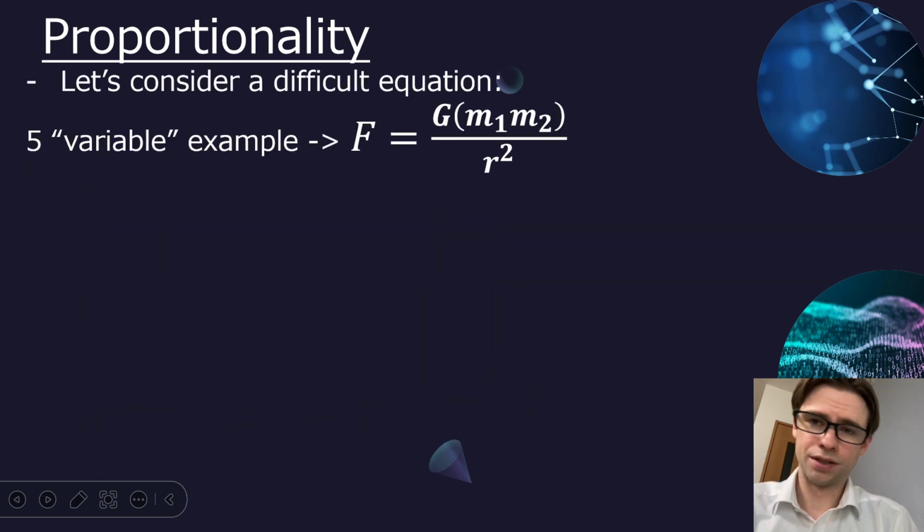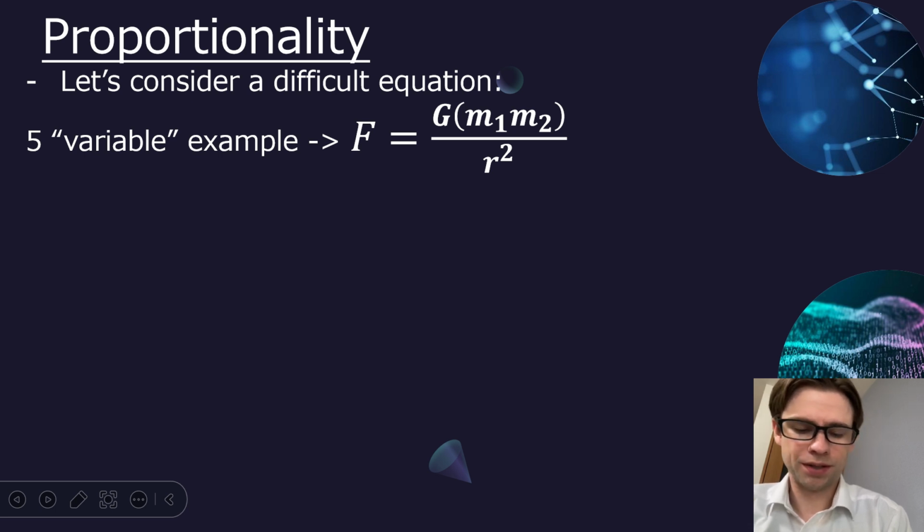Proportionality, let's consider a difficult equation. Here's, I think, Newton's law of gravity. 5 variables. Actually, one of these is a constant, but F force equals G, gravitational constant, times mass of one object times mass of another object over r squared. R is the radius or the distance between these two masses. Even if you have no idea what these are, you can still find the proportionality. Just follow my instructions.